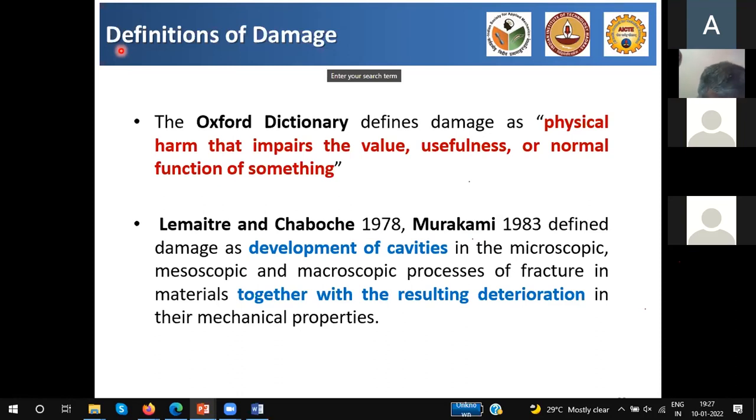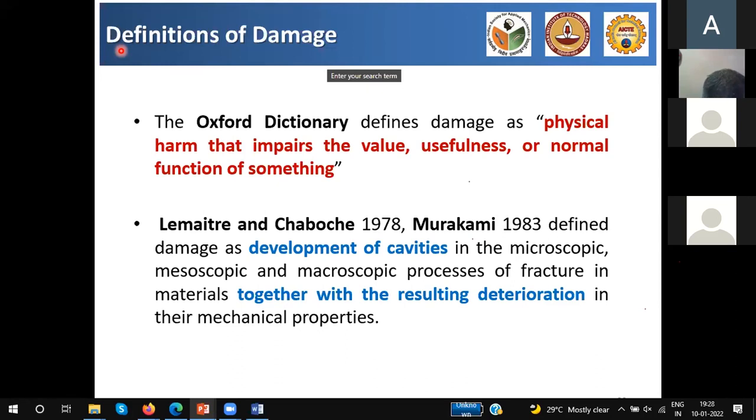And therefore, we looked into the dictionary definition of damage, which says that it is a physical harm that impairs the value, usefulness, or normal functioning of something. So the value here means its true worth, how much you have paid to get it, as well as its usefulness. And so when you talk of all these things, value, usefulness, normal functioning, etc., you're talking of properties, you're talking of gunas of a material.